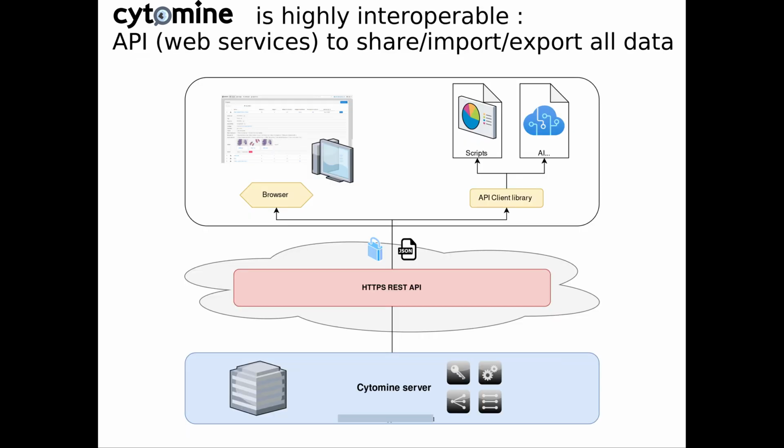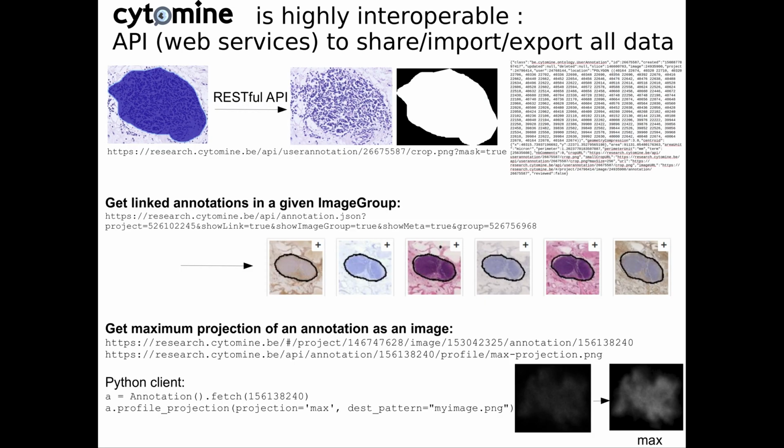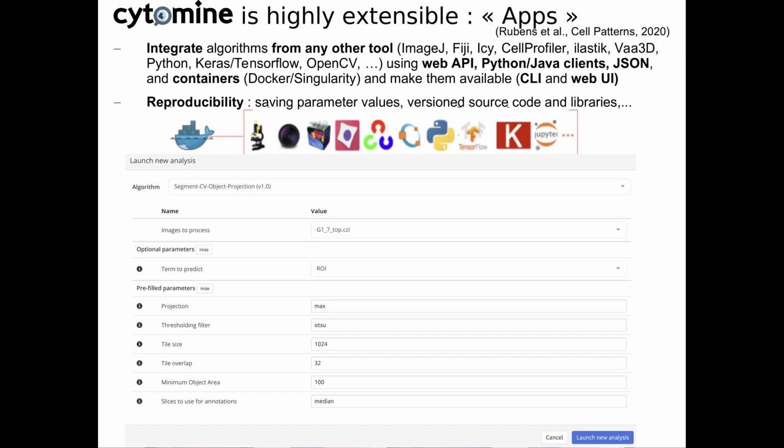Cytomine is highly interoperable. Up to now I showed you screenshots of the web viewer that actually uses the Cytomine API to access and create data, and you can also do this with external clients such as Python or Java clients using the same API, and so it's very easy for data scientists to import and export all the data such as annotations, but you can also get segmentation masks, you can get tiles using different operations, etc., and you can do this either through the REST API or, as I said, through Python or Java clients.